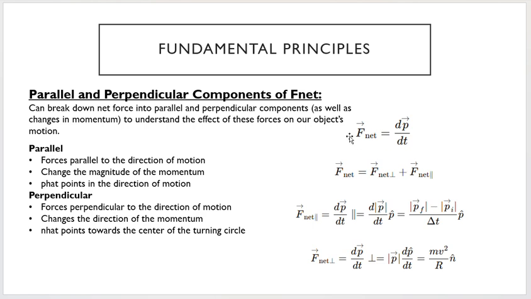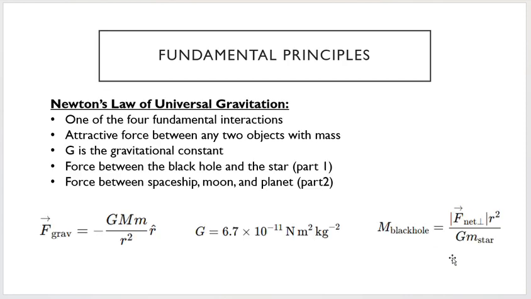Fundamental principles. We have Fnet is equal to dp/dt, and Fnet can be broken down into parallel and perpendicular components, where Fnet parallel acts in the direction of motion, changing the magnitude of the momentum, while Fnet perpendicular acts perpendicular to the motion, changing its direction. So Fnet parallel is equal to p final minus p initial over delta t times p hat, and Fnet perpendicular is mv squared over r in the n hat direction.